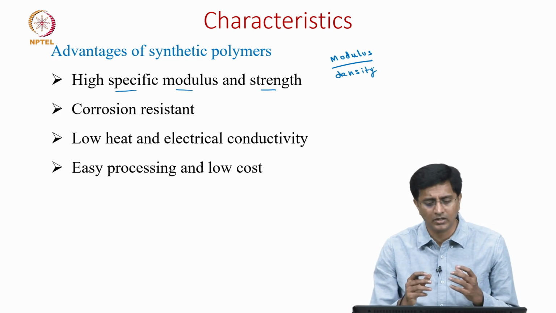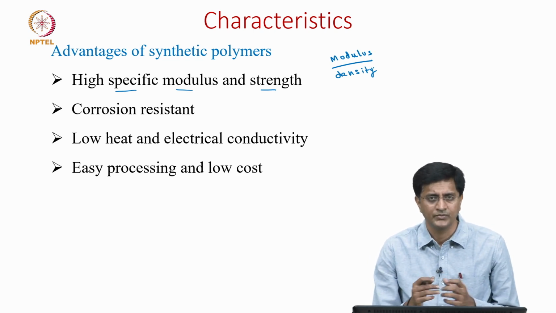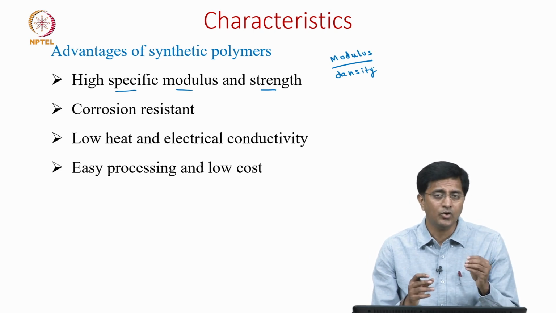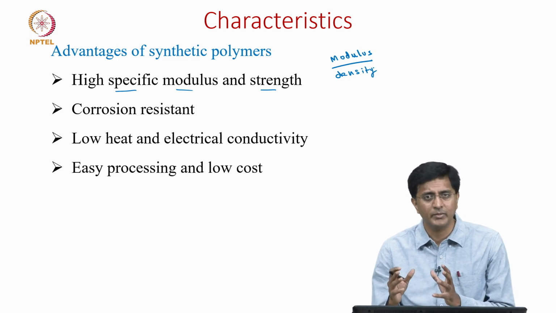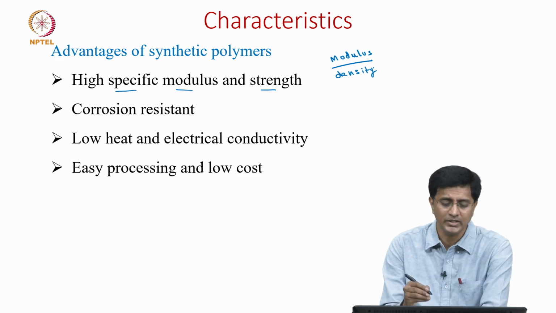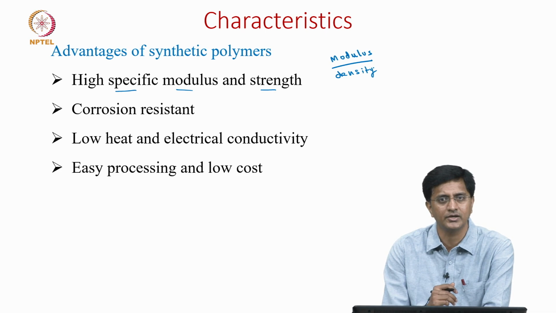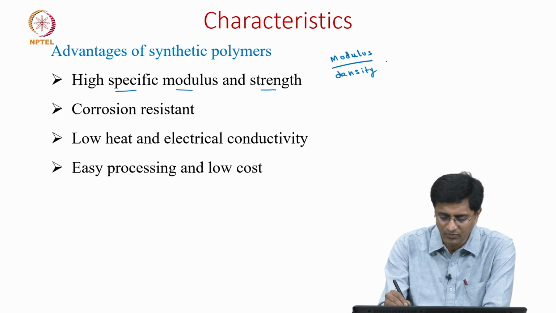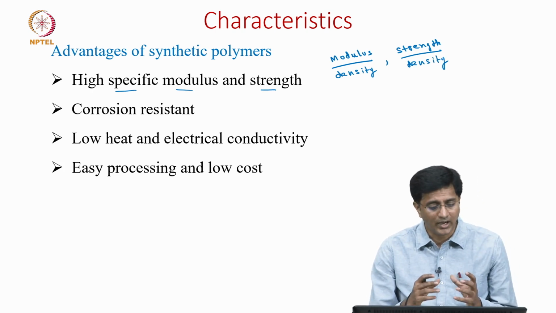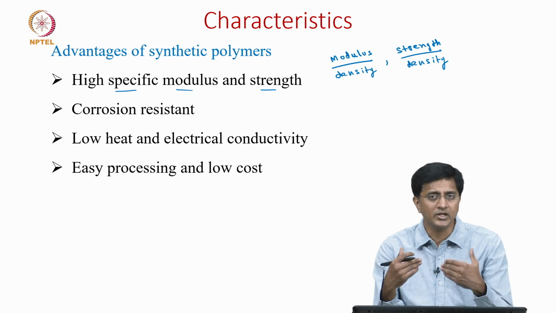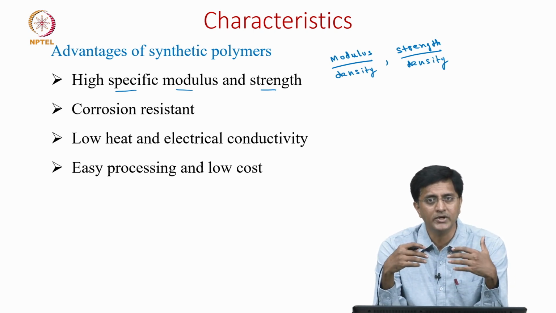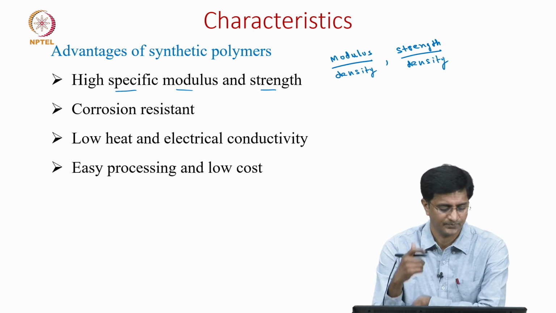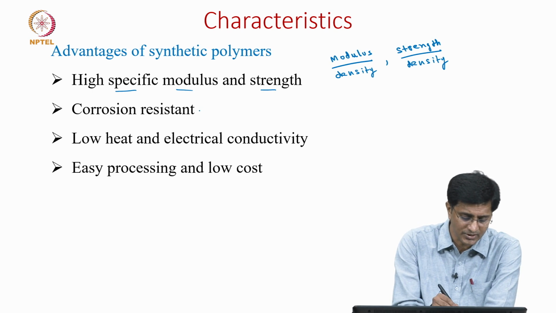Polymers, as we know, are low density or light materials, but though the modulus might be low compared to other structural materials like metals, because of low density, this ratio is comparable or sometimes even better than the traditional structural materials. The same thing with strength, specific strength, which is again strength by density. So, these have superior or high specific modulus and strength, which make them a better candidate to replace or use in some structural applications.